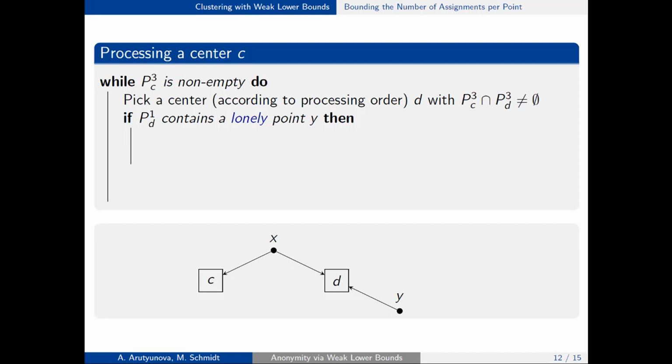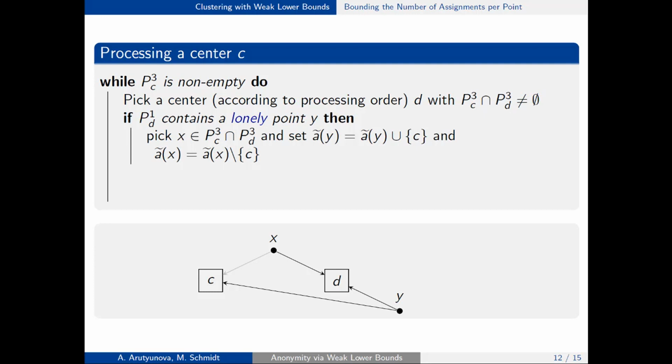We distinguish two cases. If now PD1 contains at least one lonely point, which we call Y, then we delete the connection between C and X, and now the lower bound at C may be violated, and we replace this connection by connecting Y to C. So now Y is assigned to two centers and X is no more contained in PC3, so the cardinality of PC3 decreases by 1.